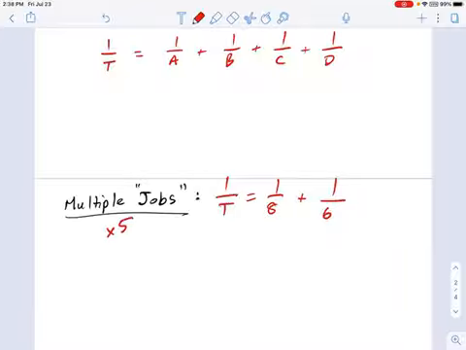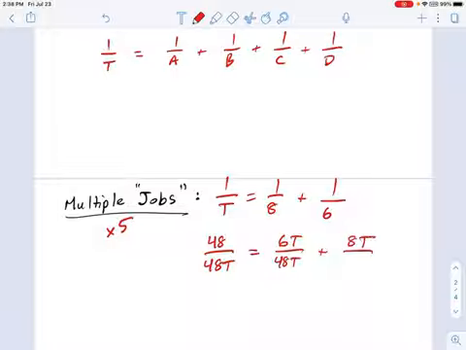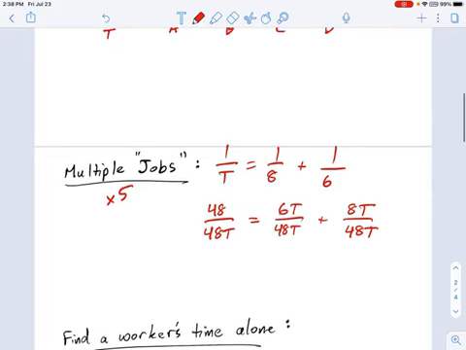So in this example, I'll just go through this one. We would find common denominators for everything. My common denominator that I want is 48t. So that means 48 over 48t equals 6t over 48t plus 8t over 48t. If you don't see where I got those numbers, pause the video, go through the process of finding a common denominator, and convince yourself of what I just wrote.